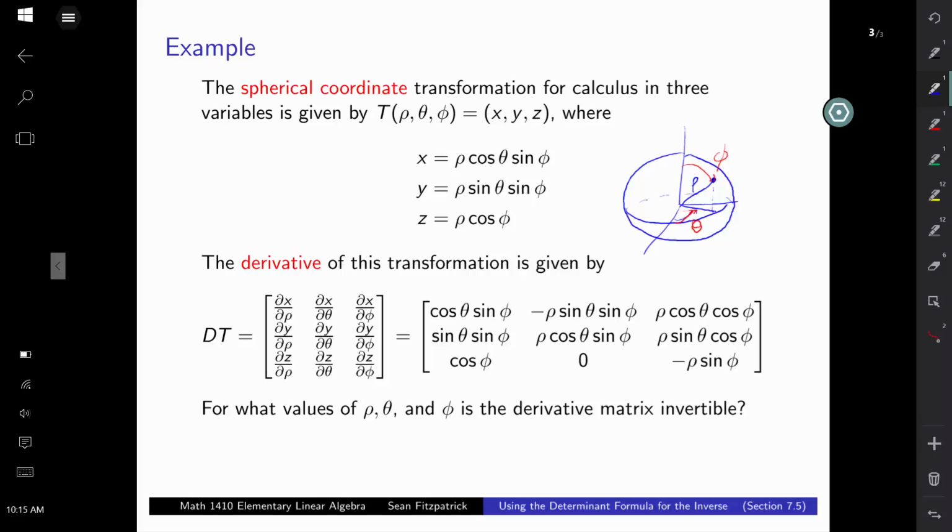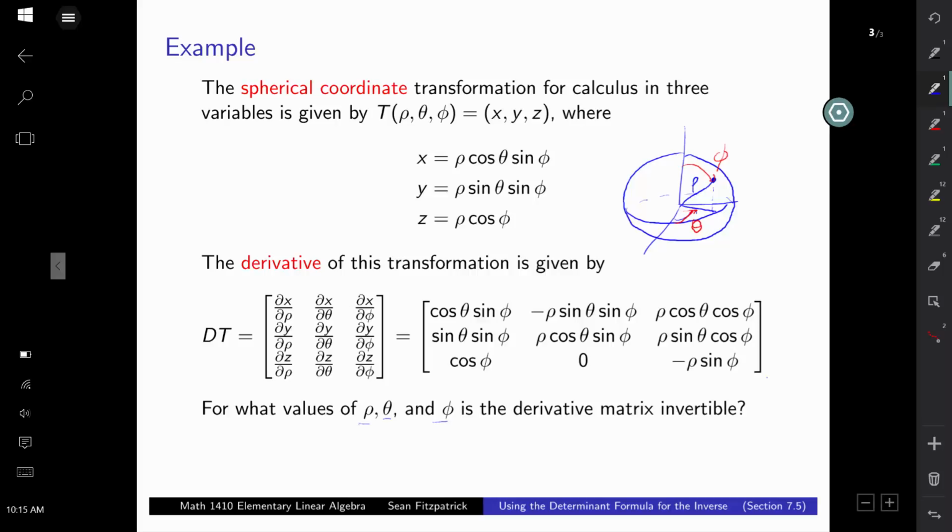One of the things you need when you're doing these integration problems is the determinant of a matrix of partial derivatives, which looks something like this. And you want to know, for what values of these spherical coordinates, rho, theta, and phi, is this thing going to be invertible? That turns out to be important. One of the ways you can figure out where it's invertible is by computing the determinant.